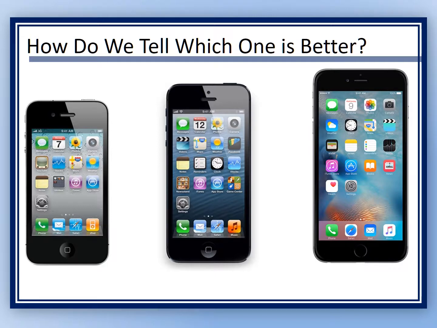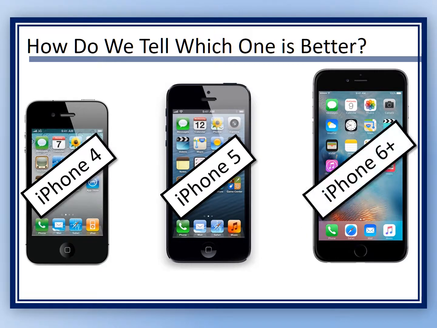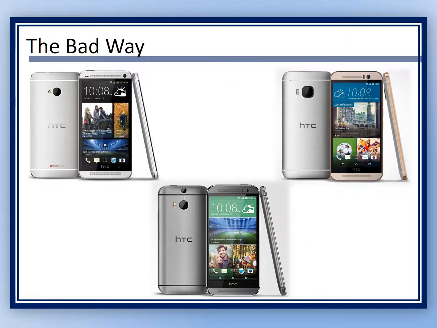But another way is to say, well, this is called iPhone 4. The next one is called iPhone 5. And then the one after is called iPhone 6. 6 is better than 5. 5 is better than 4. That's kind of the idea. The number represents that it's something better. Now, what would be a really bad way of representing whether something is better?